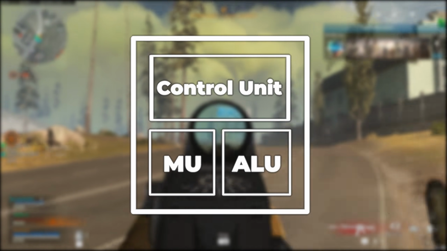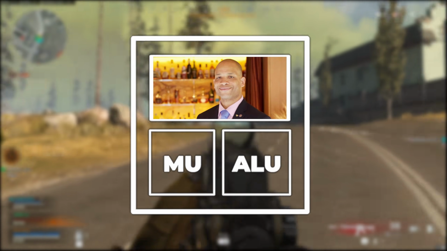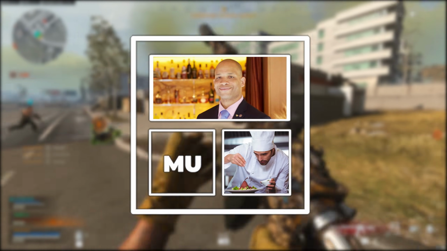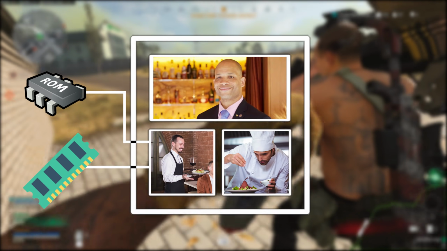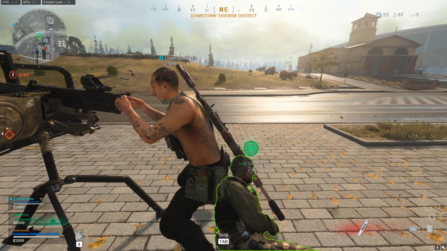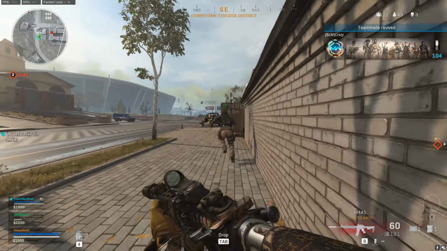Think of the control unit as the manager of a restaurant, then the arithmetic and logic unit would be the chef, and the memory unit and company would be your server, and they all work together to bring you a great experience. And that's it. That's what the control unit does. Pretty much just issue orders and organize everything.